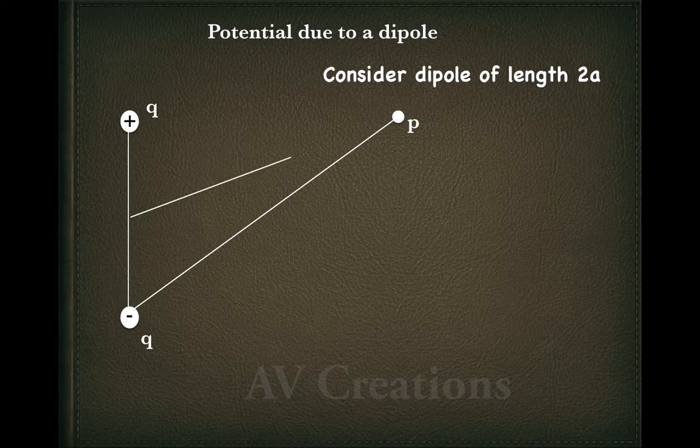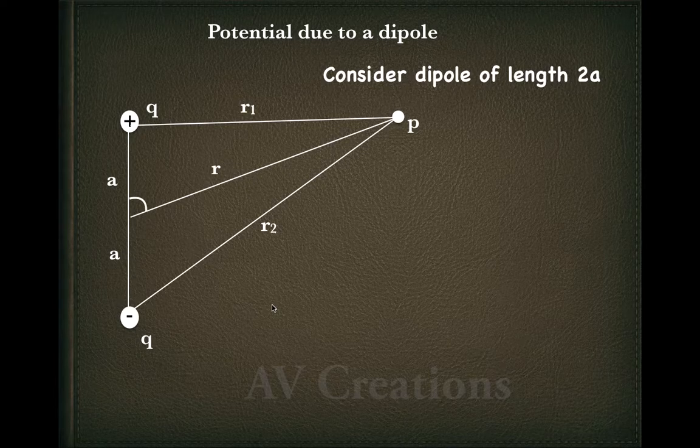This distance is R1, R2 and R. If we take the center, it will be a and a. We are splitting that length 2a into two segments, a and a. This distance is R1, this distance is R and this distance is R2. This angle is theta. So the point P is at an angle theta with the axis of the dipole.